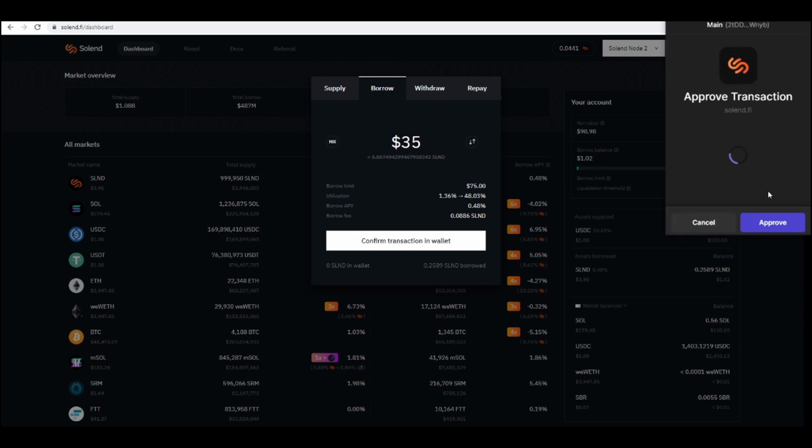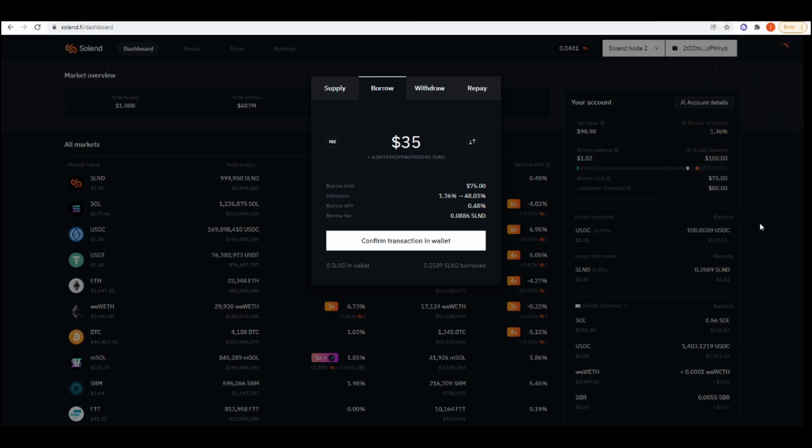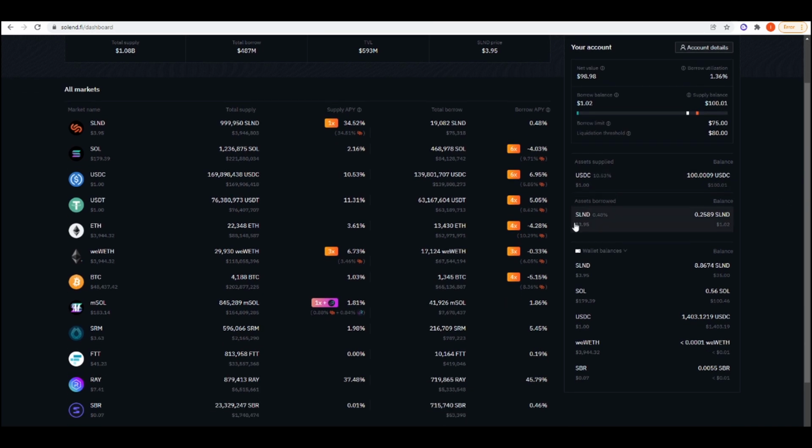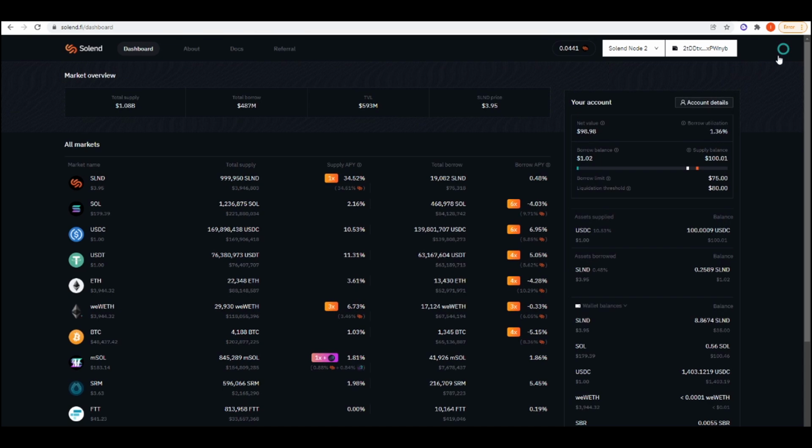But the concept is the same, right? You can do this with ETH, for example. You could do this with Bitcoin. You could do this with Sol. You could do this with FTT. So let's do that. I press approve, and okay, we can see here assets borrowed, SLND. If I press here, there we go, it's refreshed to 9.21.